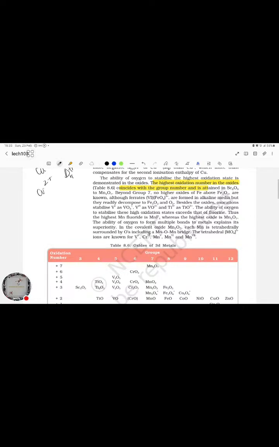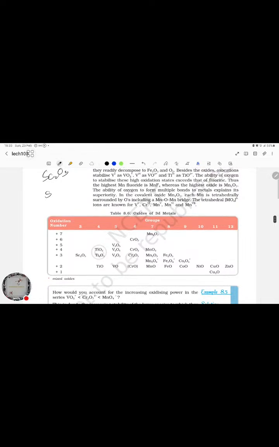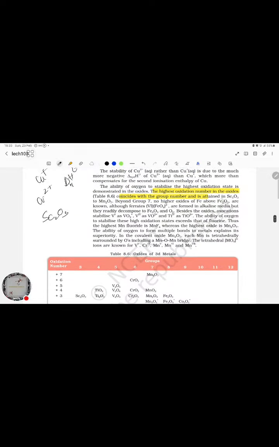The higher oxidation numbers in the oxides coincide with the group numbers and are attained in scandium oxide through to manganese Mn2O7. That we have seen in halides. In the case of oxides, the highest oxidation number is obtained with respect to the group number. For example, in Sc2O3 scandium has a plus 3 oxidation state, and for manganese we have plus 7 oxidation state in Mn2O7.